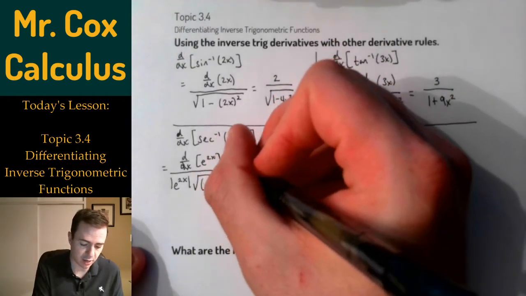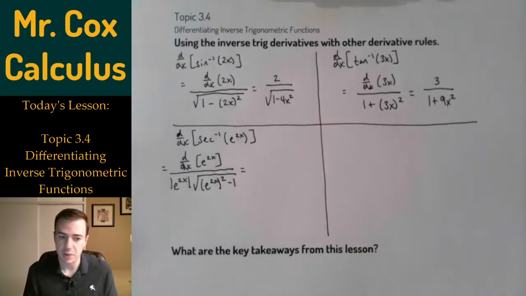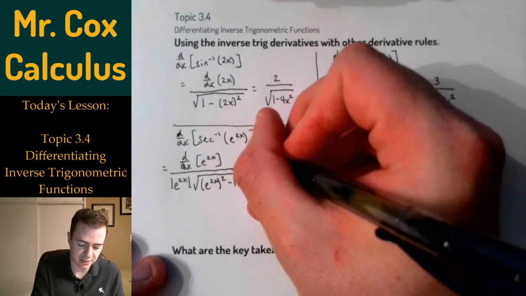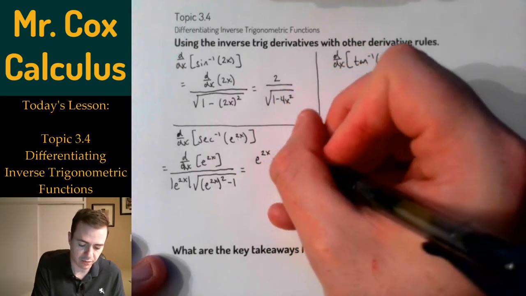All right, so let's talk about what we have here. The derivative of e to the 2x, well, I'm going to have to apply the chain rule again here because this is e to the something. The derivative of e to the something is e to that something times the derivative of that something.